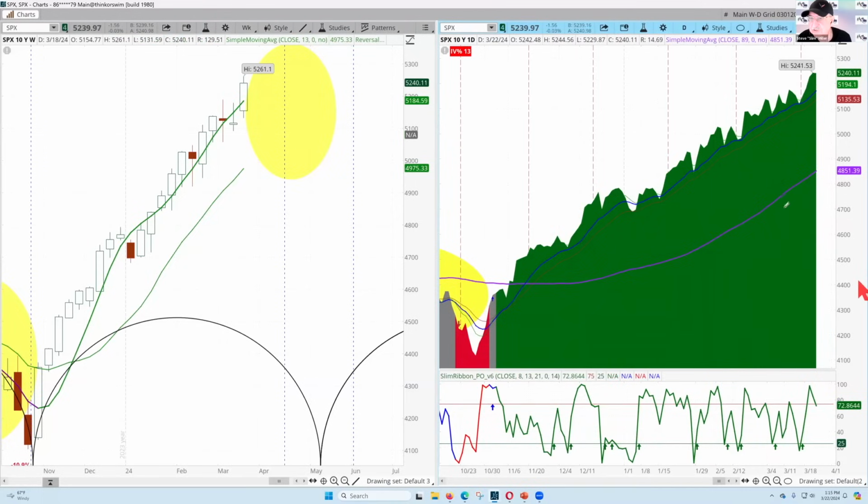We're not in the correction until this daily chart starts to tell you that it's rolling over and you start at least to go purple. So you know that the momentum has changed. That has not changed. So what does this tell me? This tells me that the corrective period that we're looking for hasn't started yet.